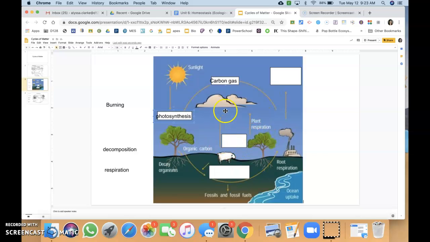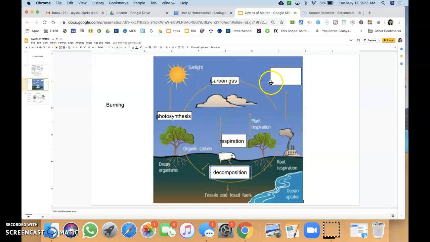So once it's in animals, animals can actually do respiration. Again, we give off CO2. That respiration then goes back to the atmosphere and puts carbon back up to the gaseous form in the atmosphere. When animals poop or when they die, they also give off carbon, and that will get broken down by decomposers, and it will either stay in the ground, which then gets taken up by plants, or it gets released back to the atmosphere as a gas.